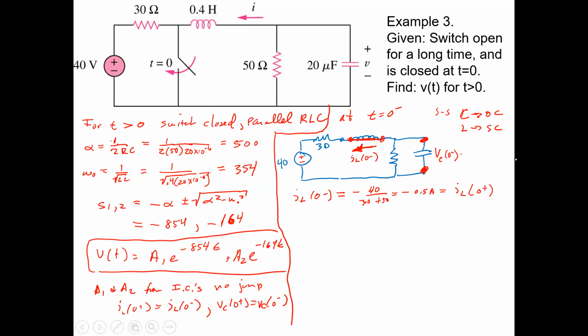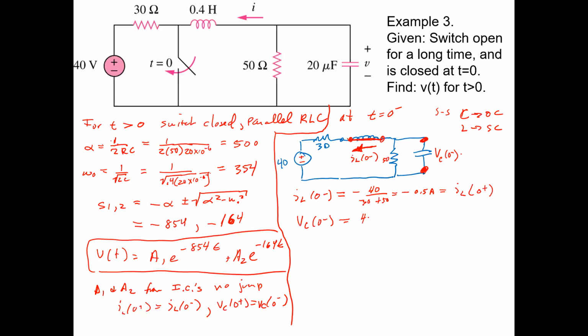No, actually, we need to find VC of 0 plus, right? And the derivative of the voltage, right? So that's IL of 0 plus, that's interesting. But let's now look at VC of 0 minus. That's what we're going to have to find. VC of 0 minus is going to equal, what? This is the voltage drop across the 50 ohm resistor, which is a voltage divider, right?